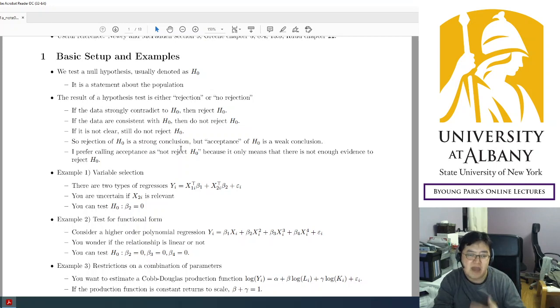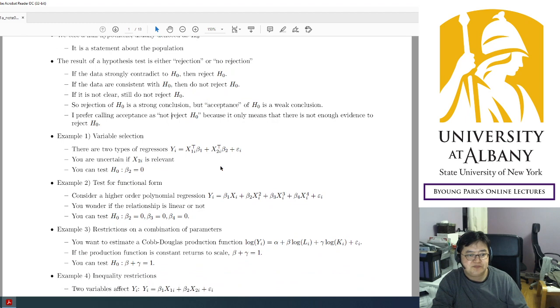That is the basic philosophy of hypothesis testing. But in the end, even if you say accept the null hypothesis, there is no big difference. But just to help you better understand the basic mechanism, I chose the term this way.